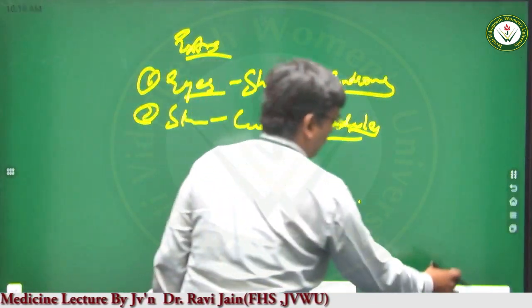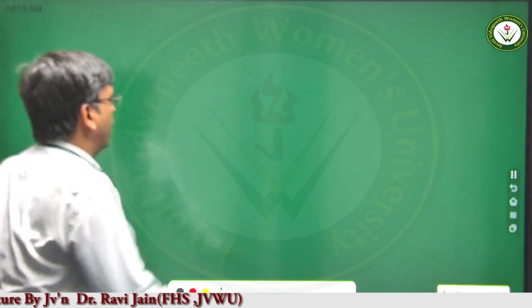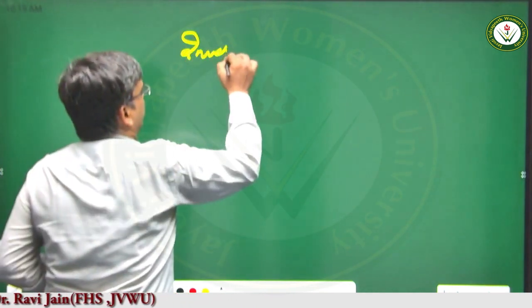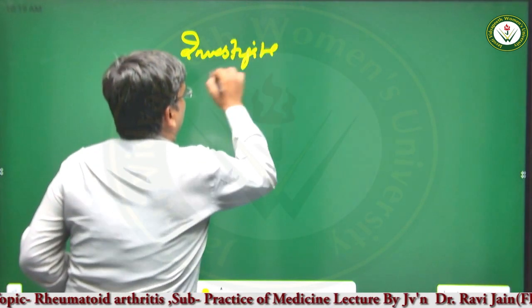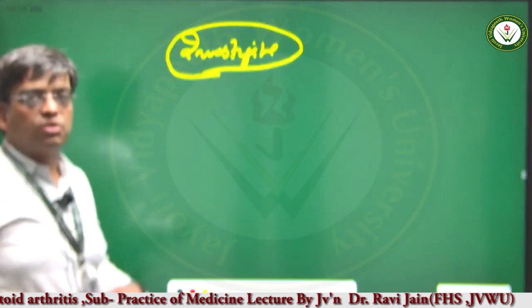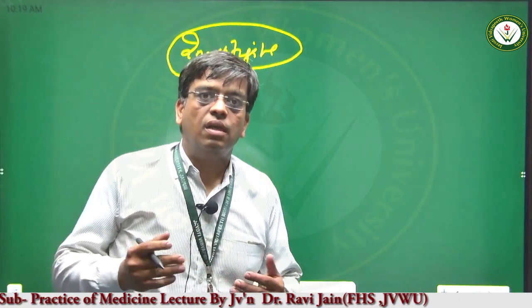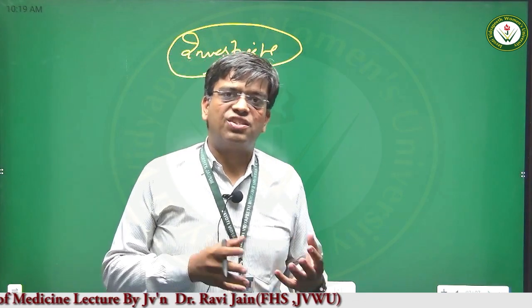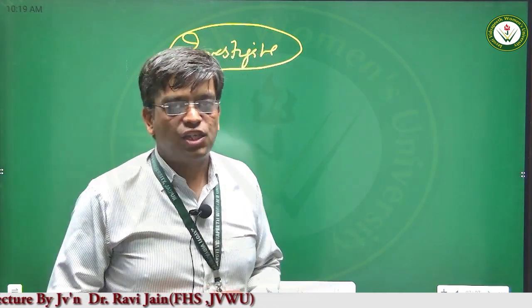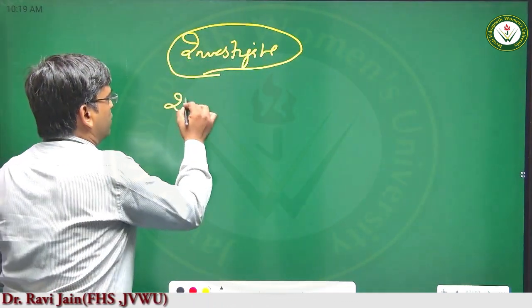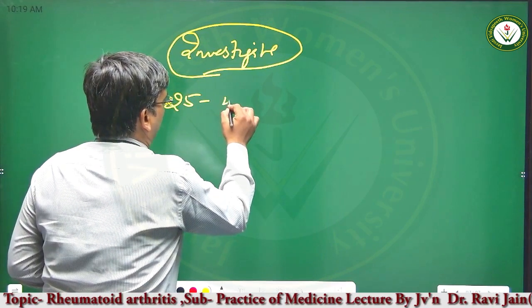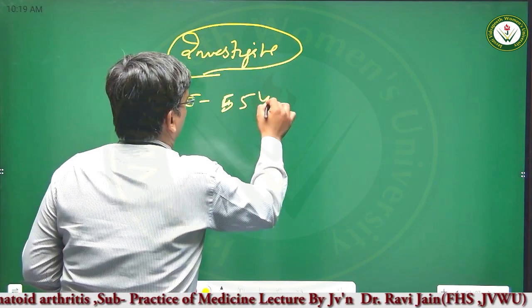So that was the extra articular manifestations. Now investigations. How to investigate a case of rheumatoid arthritis. Whenever a person with rheumatoid arthritis comes to us, there will be a history of pain and stiffness at a very early age, the age when we are not expecting. The complaints will appear at 25 to 55 years of age.